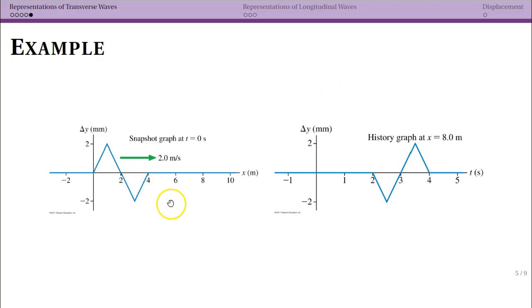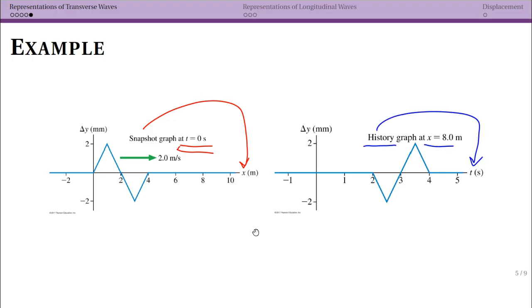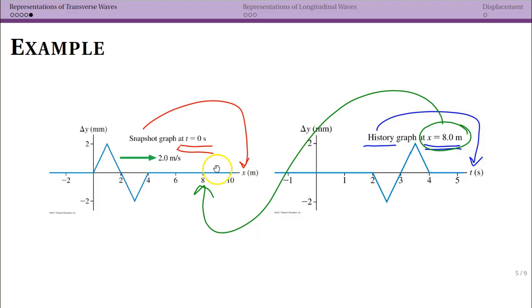So to show another comparison, if we have this sort of a pulse traveling to the right, notice that this snapshot graph, so snapshot means position, specified what time it's at. We have a history graph, its time, specifies what position it's at. The reason this is interesting is we can take that position and look here. Now notice that at time equals 0, our pulse isn't at a position of 8 meters yet. What that means is here, this is 0, right? We have no displacement.